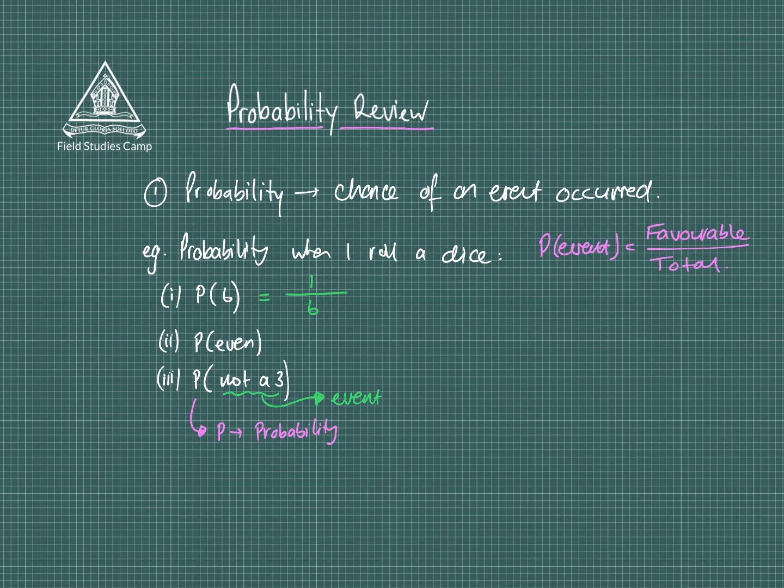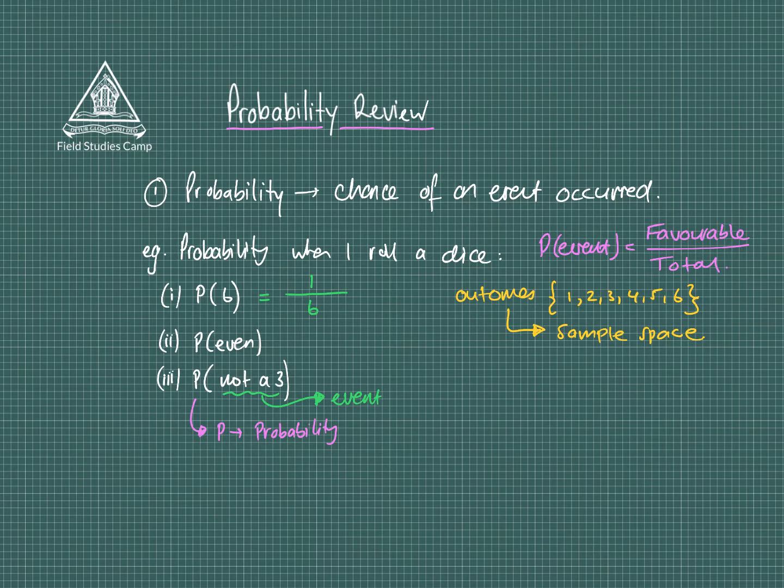Now, as a side note, when I'm talking about the actual outcomes, in this case 1, 2, 3, 4, 5, and 6, we can refer to this as our sample space. So they're all the different outcomes that we've got.